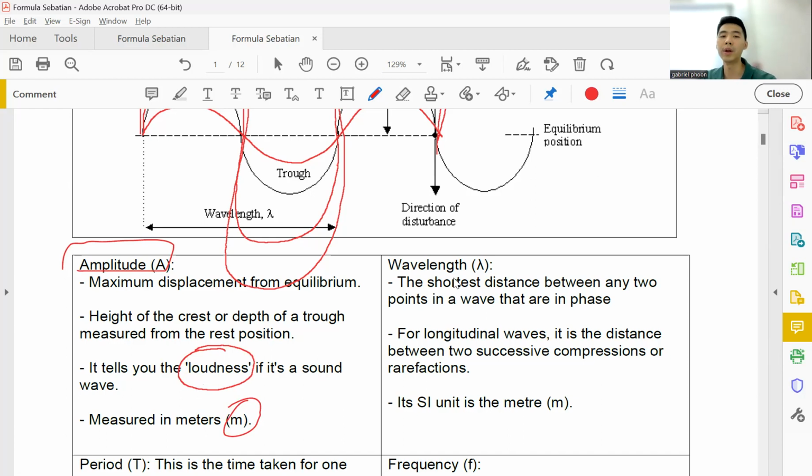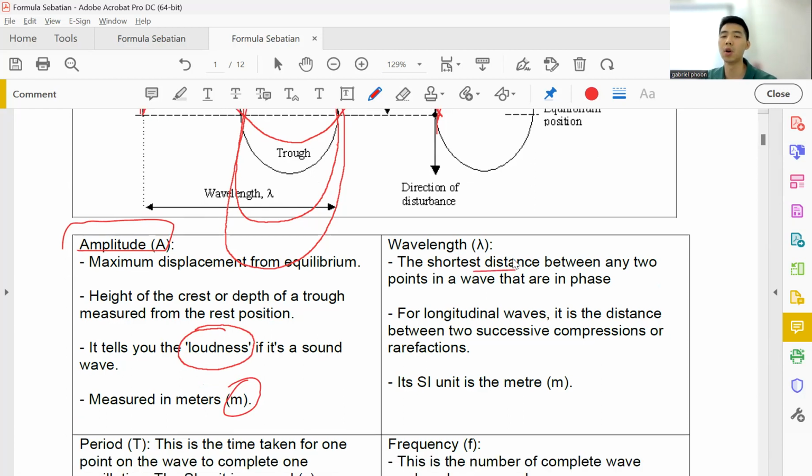Okay, for wavelength, it is the shortest distance. Pay attention. It is the shortest distance between 2 points in the wave that are in phase. For example, equilibrium to equilibrium, peak to peak, or trough to trough. For longitudinal waves, it is the distance between two successive compressions or rarefactions.